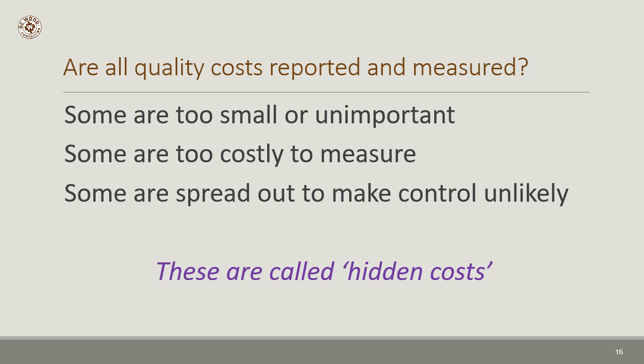You don't have to measure everything. Some costs are too small or they're unimportant. Some of them are really difficult to measure. And some costs are so spread out that control is very unlikely. We're going to call these hidden costs. It's an aspect of cost accounting that everything needs to be measured and put into the overhead or the operation costs of the business. Quality cost is a piecework. It is taking pieces of cost. But how else can you see cause and effect?